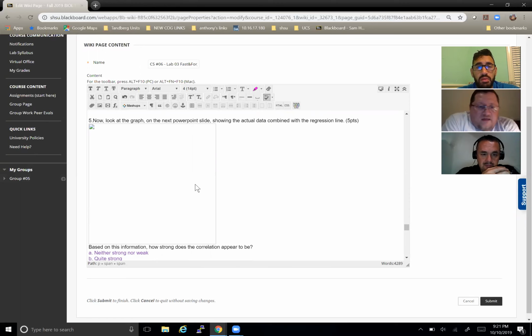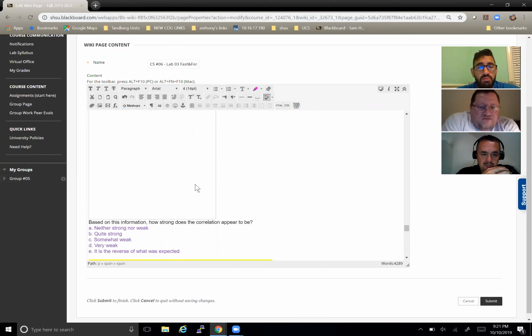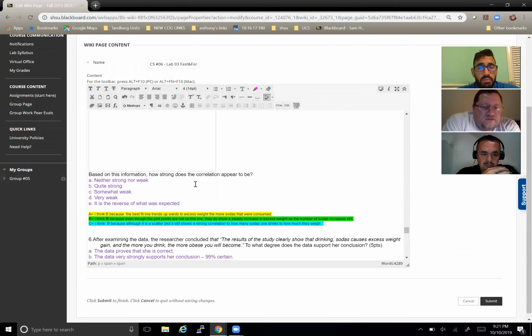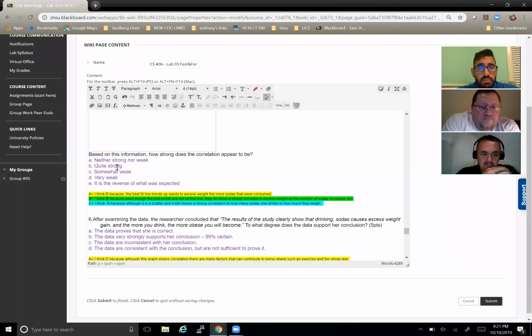Now look at the graph on the next PowerPoint slide showing the actual data combined with the regression line. Based on the information, how strong does the correlation appear to be? We all looked at it and agreed that it was still quite strong. The points on the line still show a steady increase, a positive growth. The more sodas you drink, the more weight you carry.